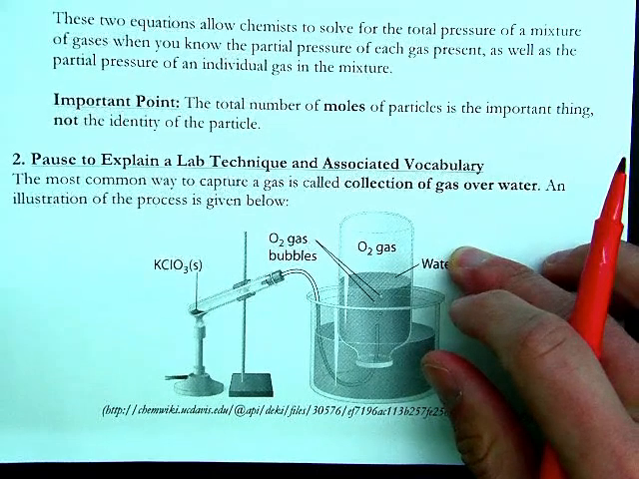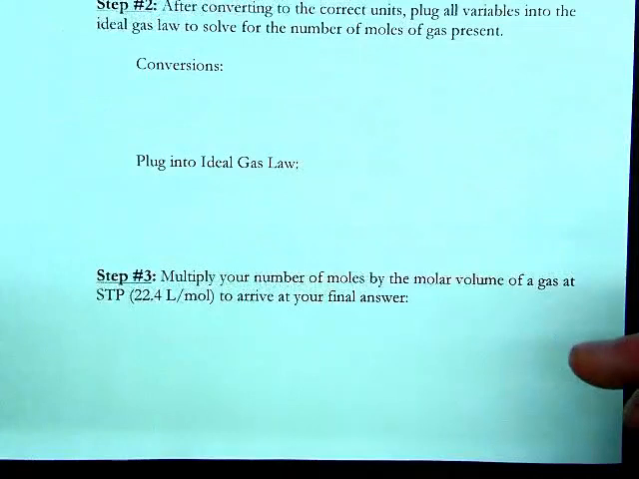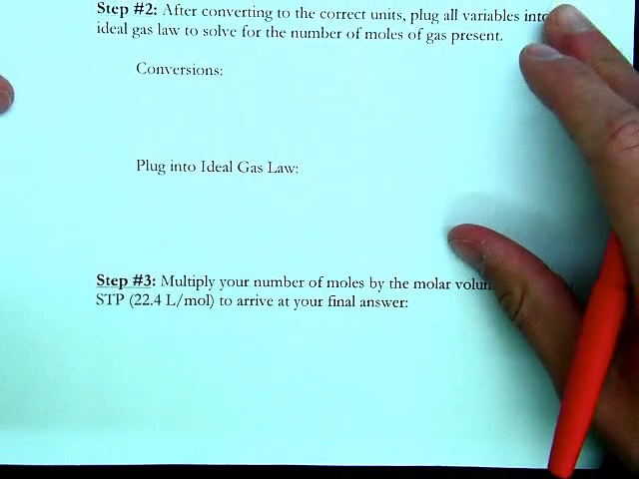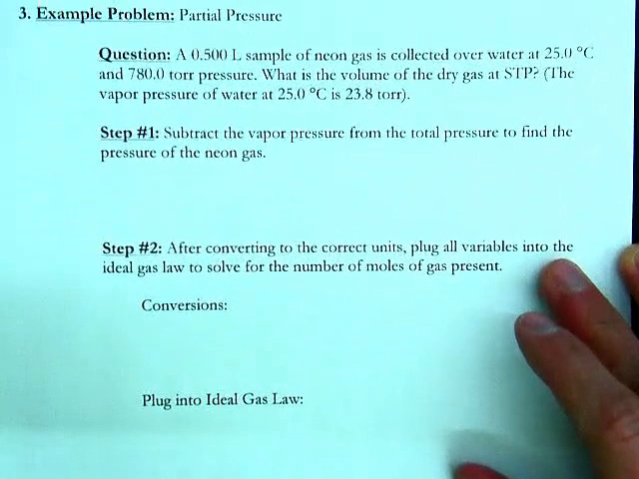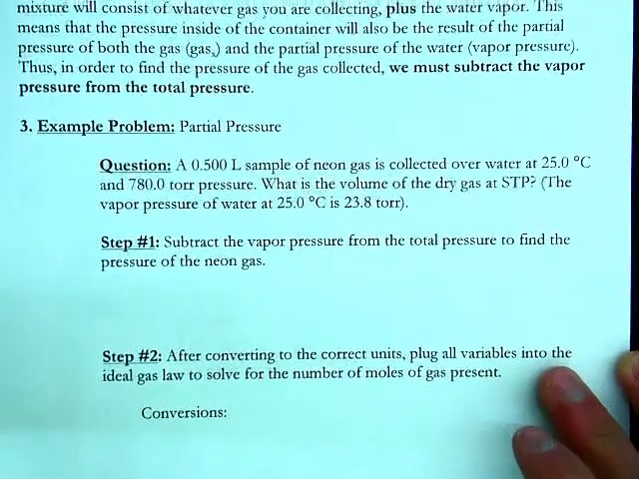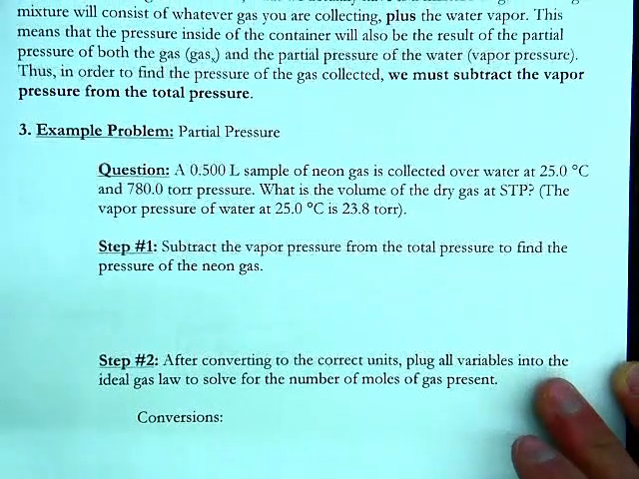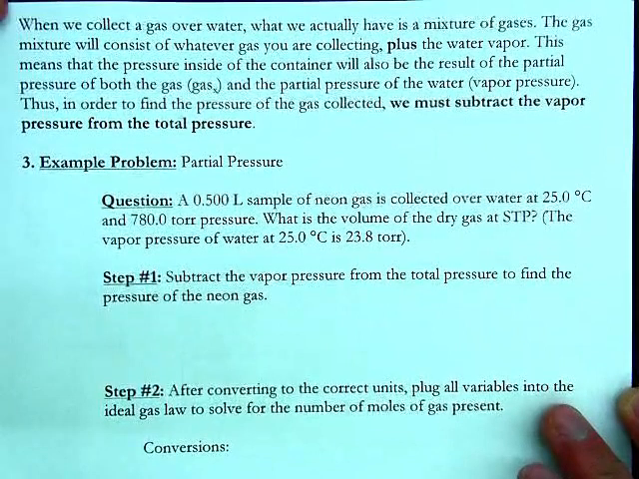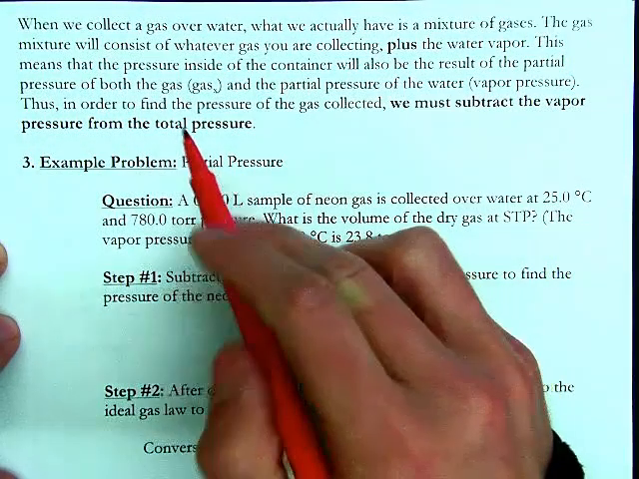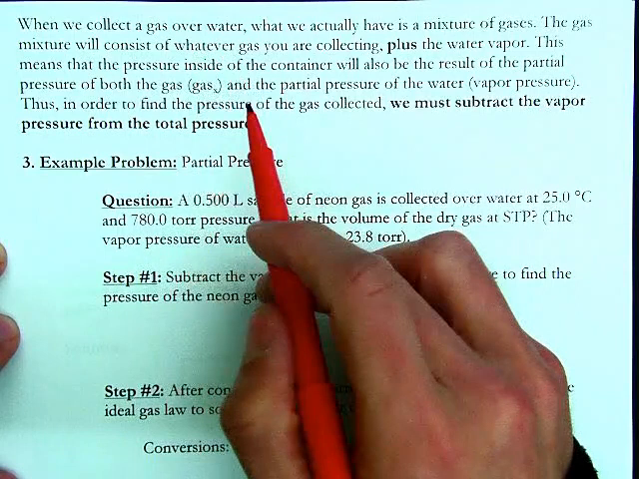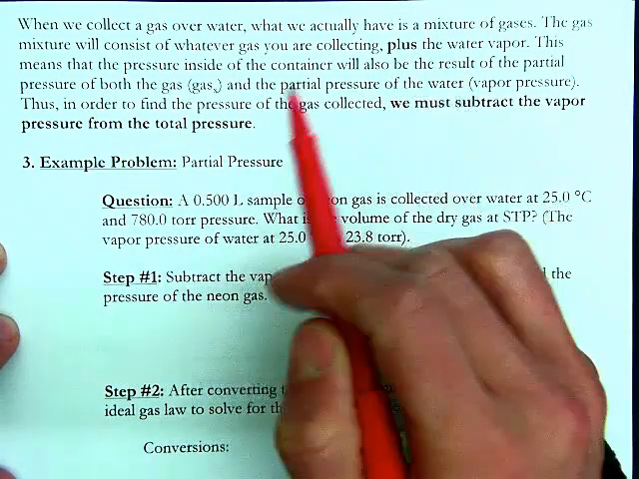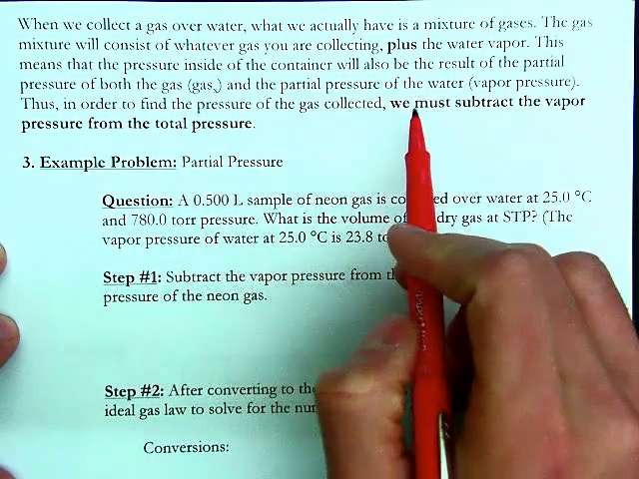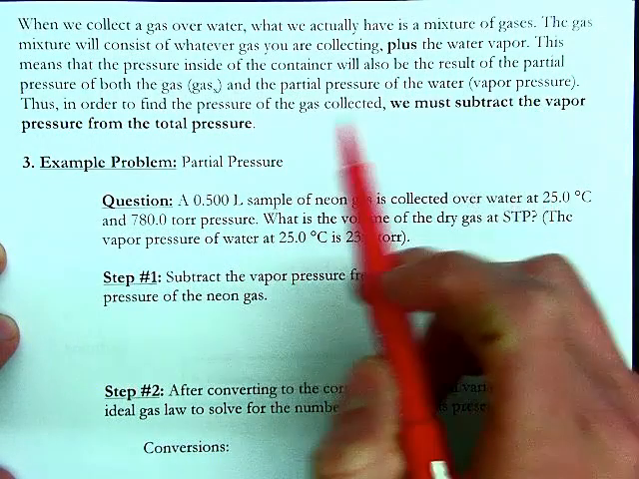So we're going to have three different styles of problems here, all partial pressure related, all related to this idea that the total pressure is the sum of the pressure exerted by each gas in the mixture. I just explained this, right? The total pressure is the pressure of the gas plus the water vapor. And if you want to know the pressure of the gas by itself, you must subtract the vapor pressure from the total pressure.